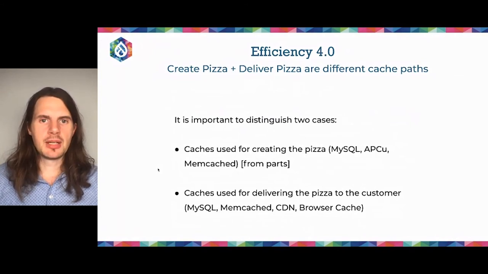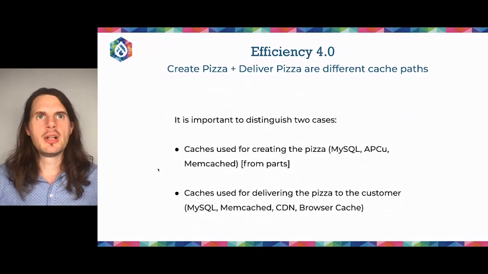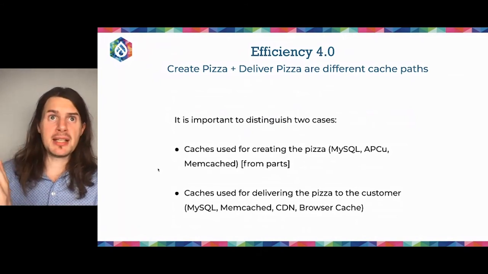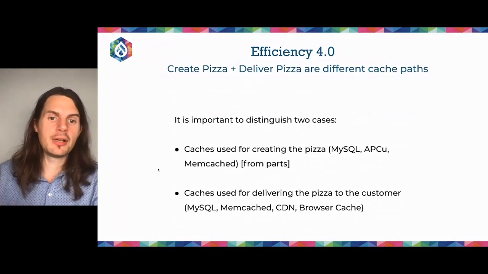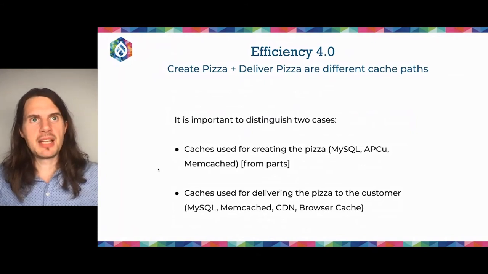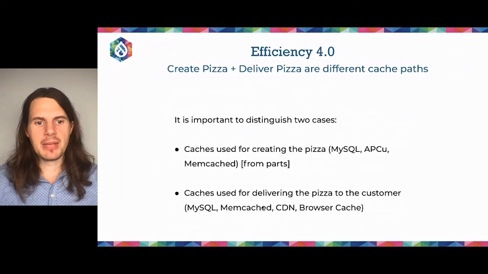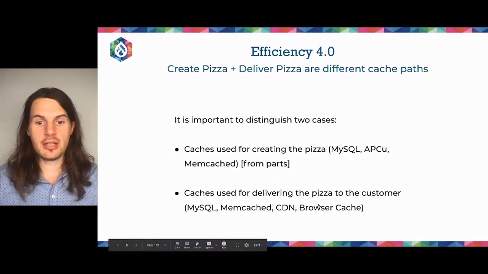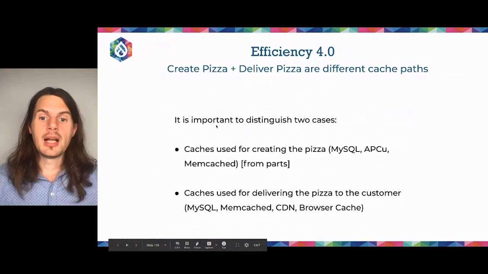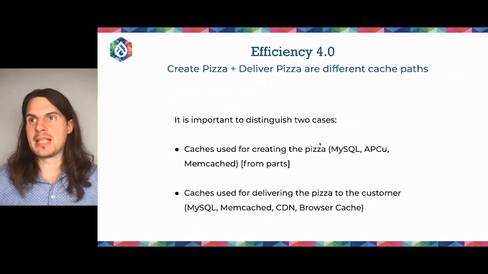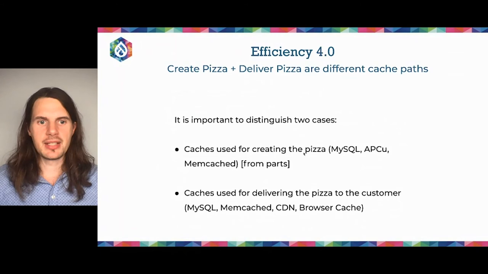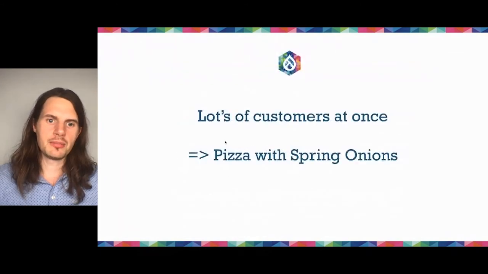We also have to distinguish for our efficiency 4.0 two parts, essentially creating the pizza in the most efficient way, which is important for our custom-made pizza, which you never cache, as we've said before. But there's also the way of delivering the pizza to the customer, which is our pizza delivery network. So again, we have MySQL, Memcached, CDN, and also the browser cache. Don't forget about the browser cache. It's your best friend. And we have caches used for creating the pizza. This is also important for that.